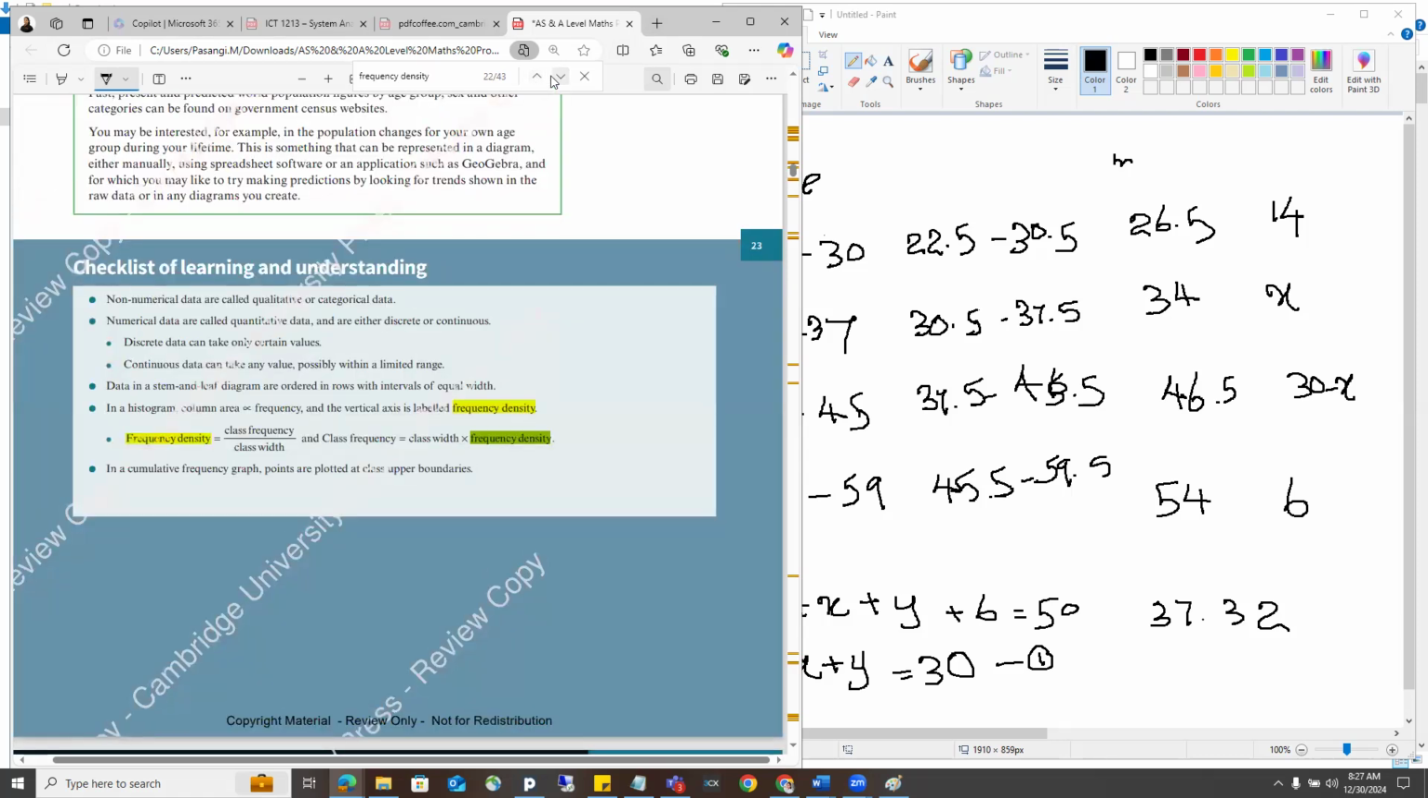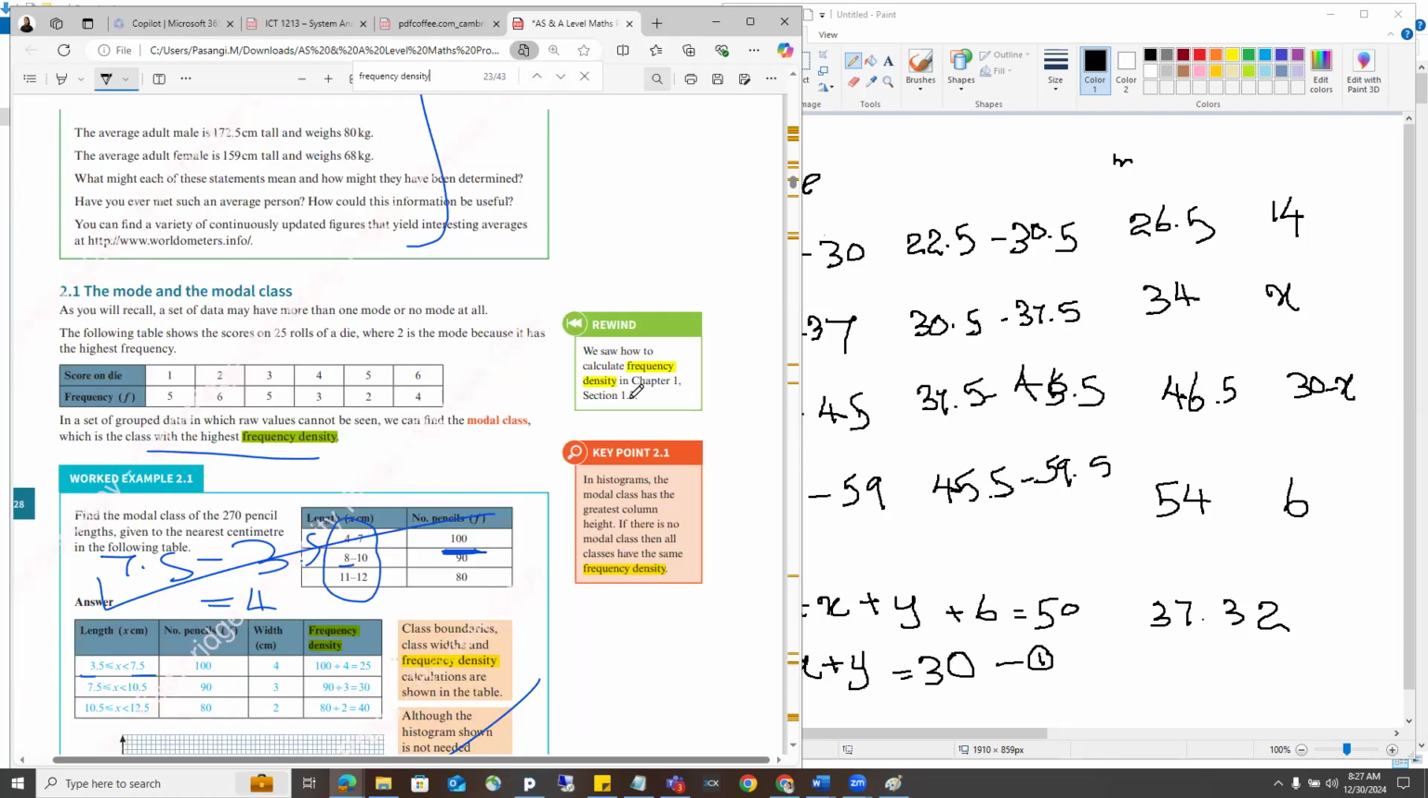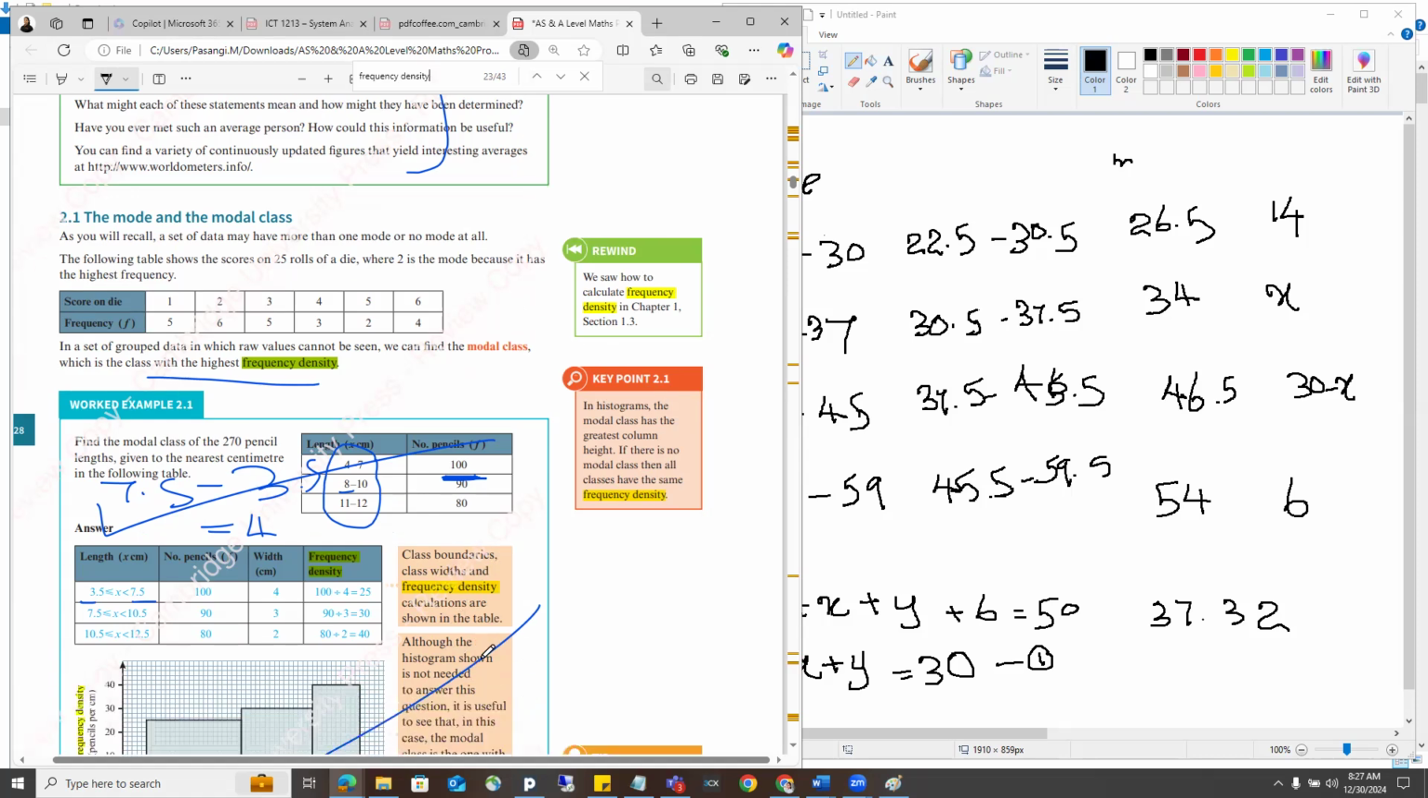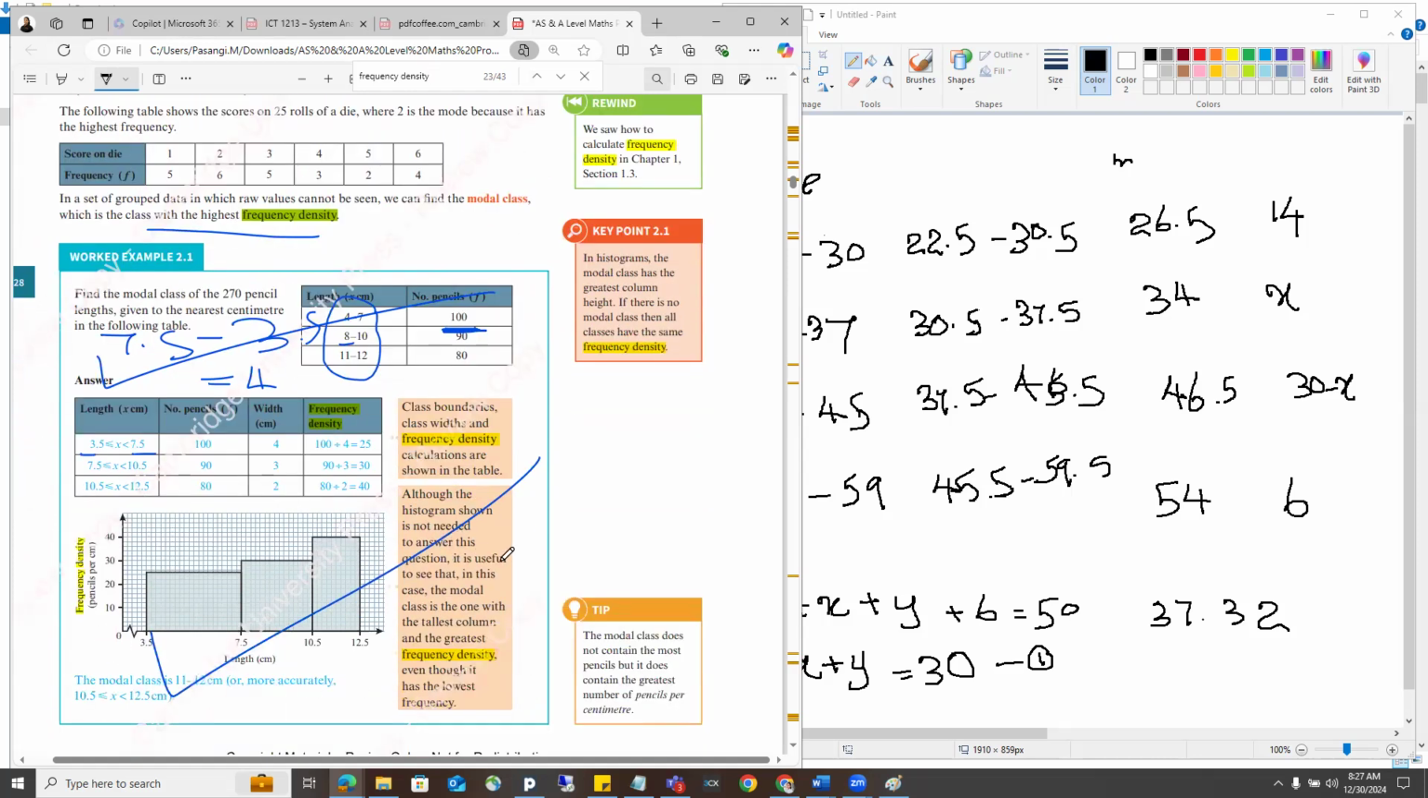Teacher, in histograms, if there is no modal class, then all classes have the same frequency. That's what we learned. But here we can't conclude what the modal frequency class will be. Class boundaries, class width, and the frequency density calculations are shown in the table. Although the histogram is not needed to answer this question, it is useful to see that.